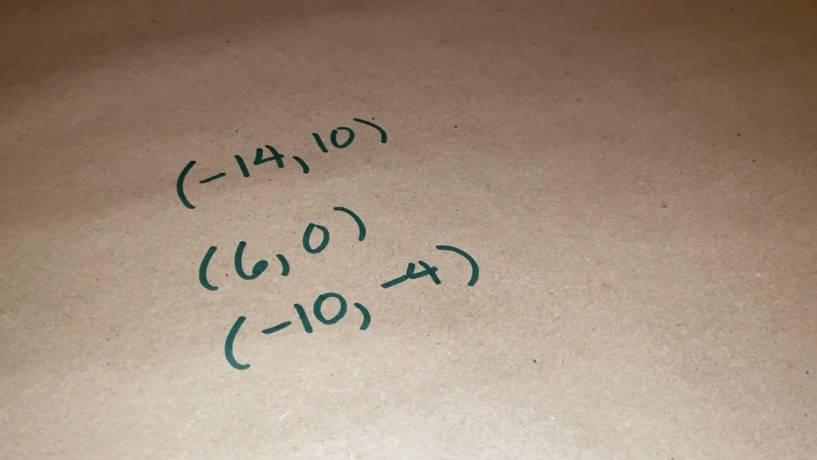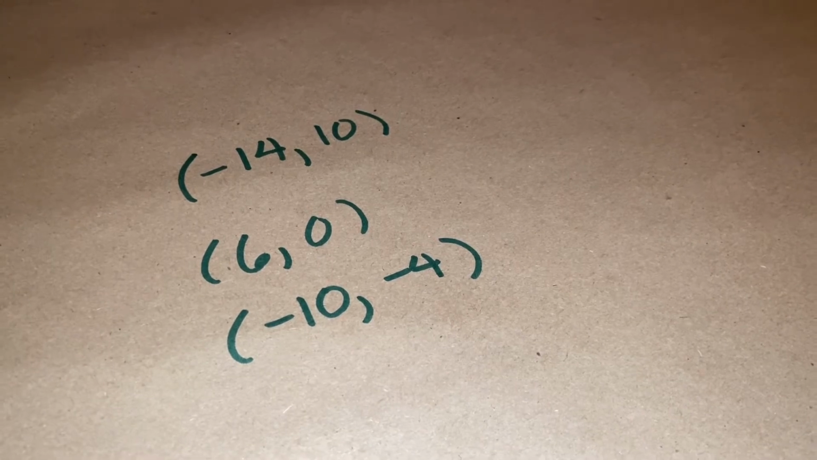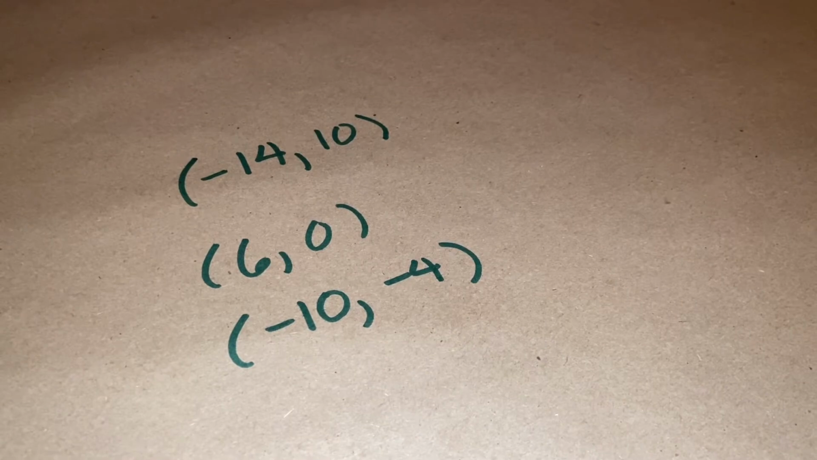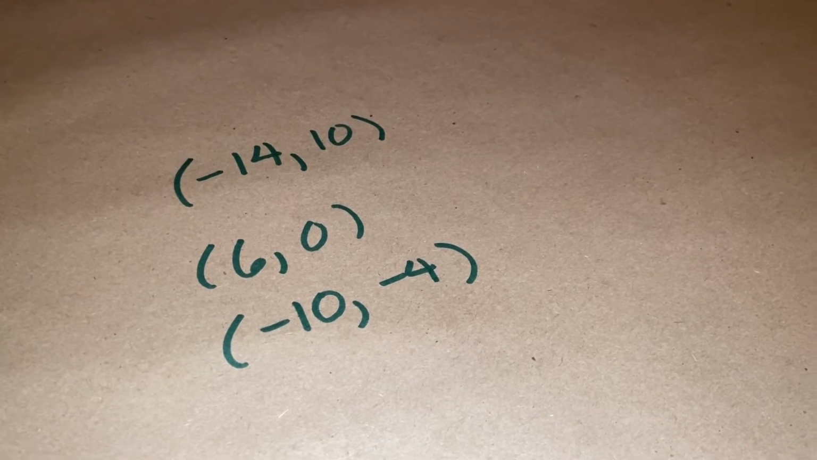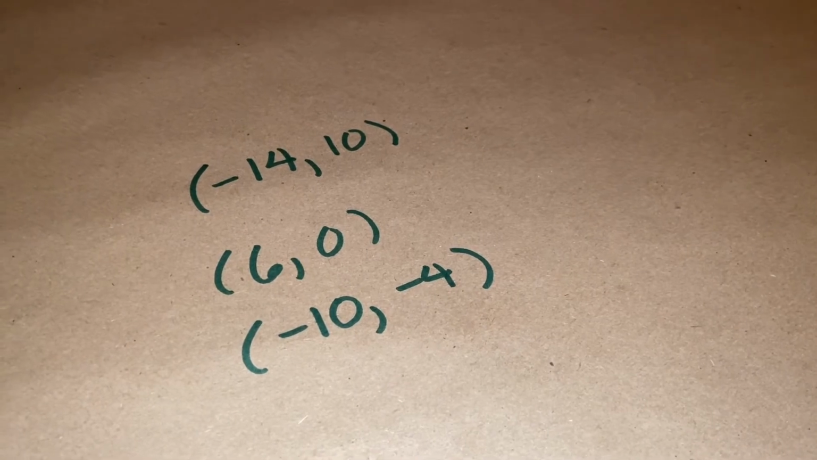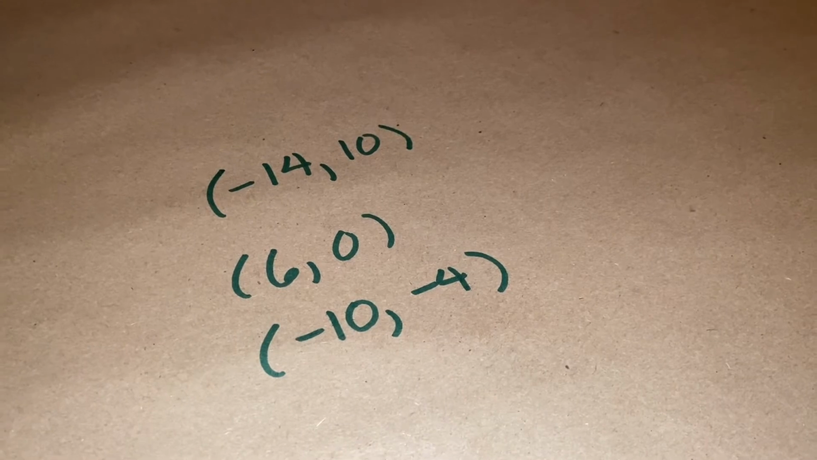Let's do an example together where we need to find the centroid. Let's look at the triangle with vertices -14, 10; 6, 0; and -10, -4. It'd be helpful if while you're watching the video, you're doing the math as well. So maybe right now you want to get a piece of paper and you want to plot these points on a coordinate grid.